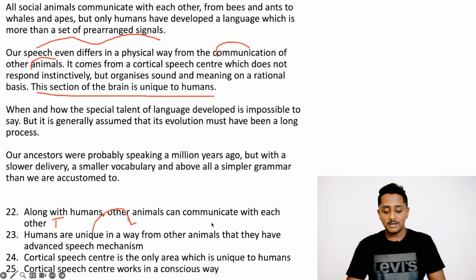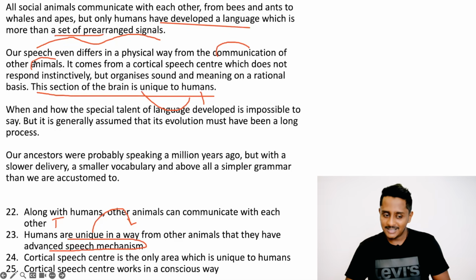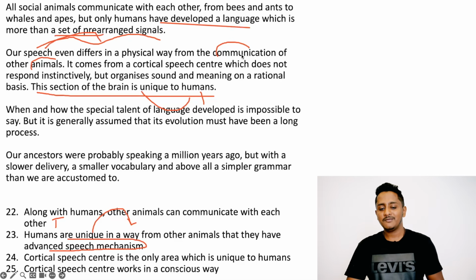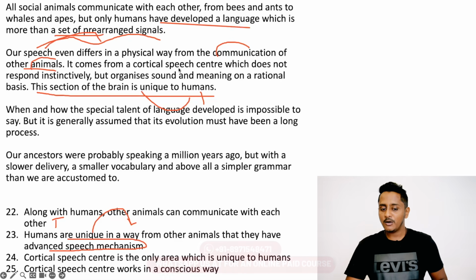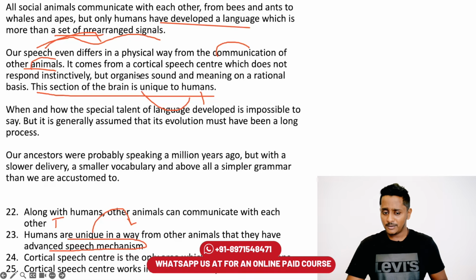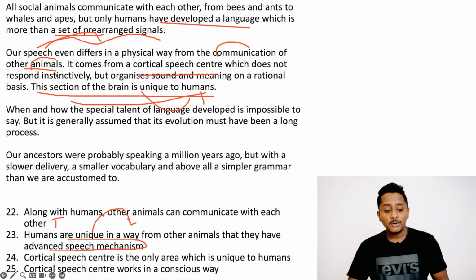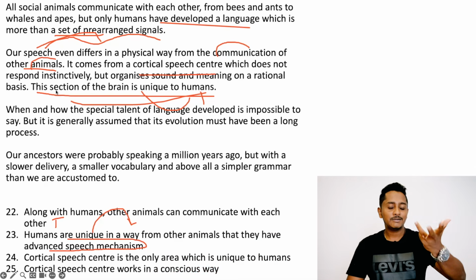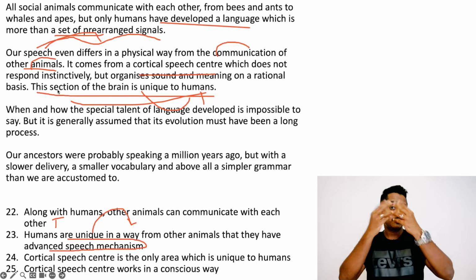Humans are unique in a way from other animals in that they have an advanced speech mechanism. This is unique to humans. Our speech differs in a physical way from the communication of other animals. It comes from a cortical speech center which organizes sound and meaning on a rational basis. Can we consider that as an advanced speech mechanism? Definitely. Other animals speak instinctively, they don't think much, but here there is a mechanism that makes you think and then you speak.